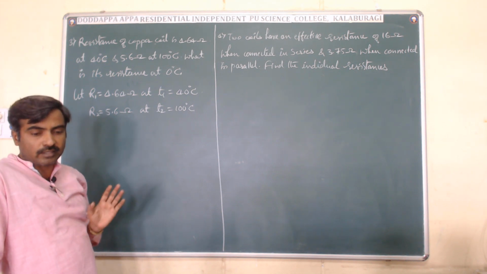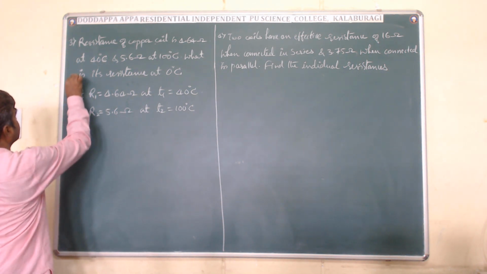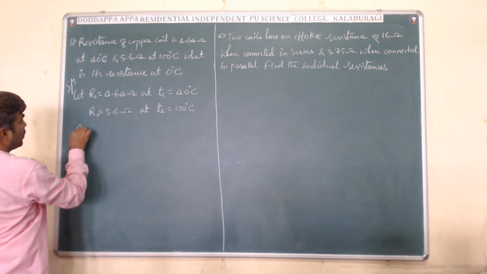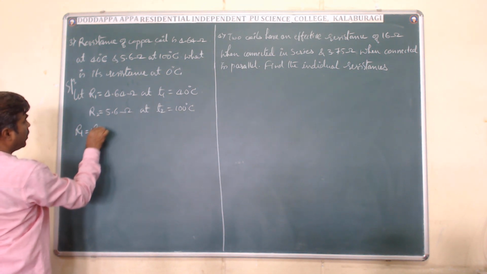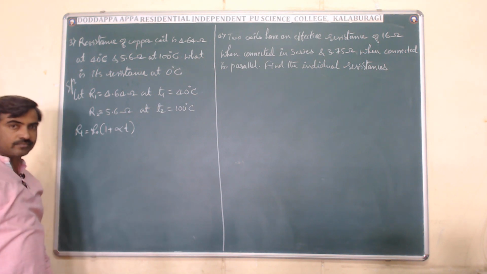Now, to calculate that, we have a simple equation: RT is equal to R0 times (1 plus alpha T). We have discussed this equation.